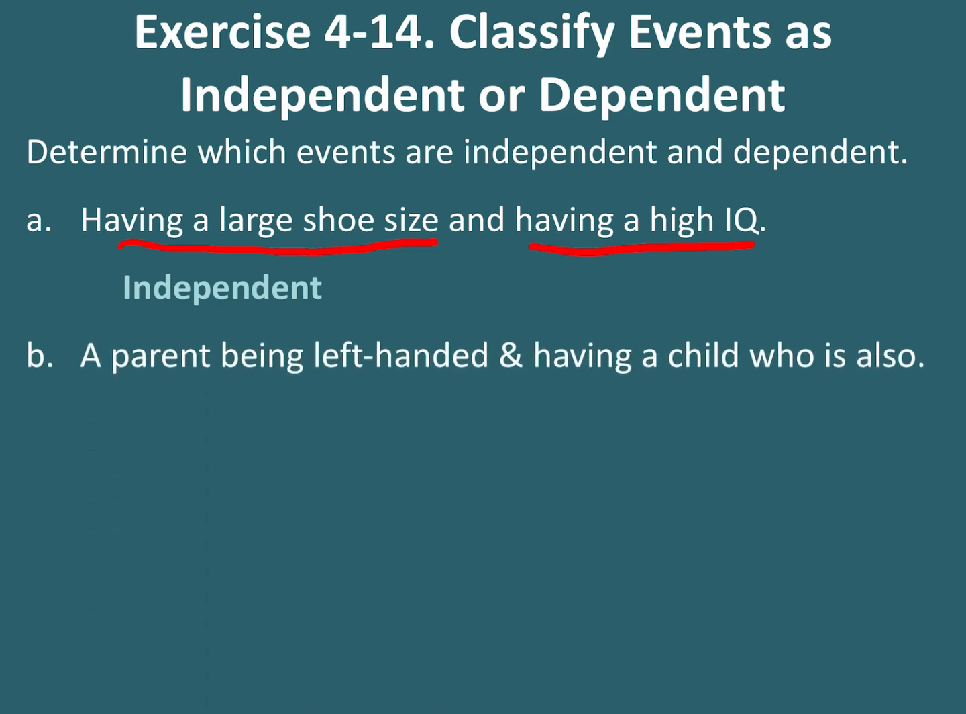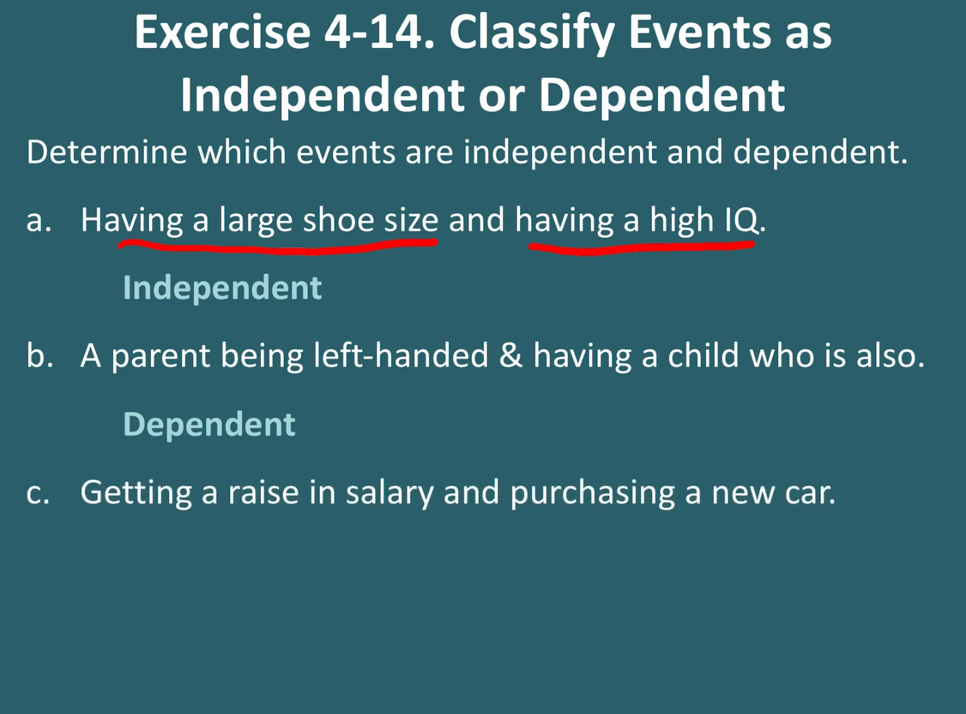A parent being left-handed and a child who is also left-handed. Well, clearly, the parent will have some influence on the genetics of a child. Therefore, we have dependent events. Getting a raise in salary and purchasing a new car. Now, these certainly will cause you to have dependence on one or the other. Obviously, when someone gets a raise in salary, they tend to want to purchase new things. A new car could be one of them.